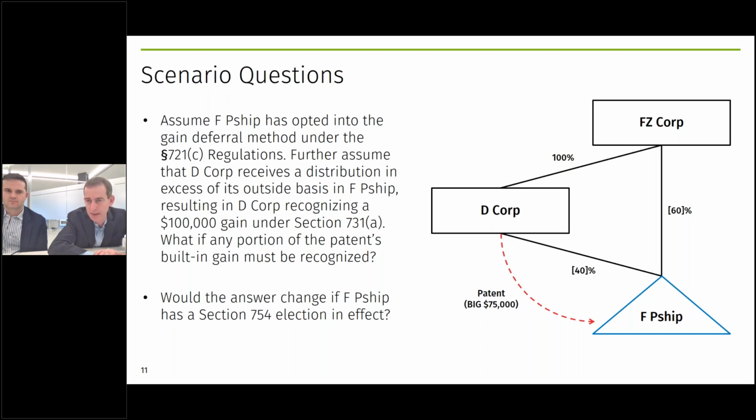And so in this case, there would not be an acceleration event, but if you flip it and had FZ receive a distribution in excess of FZ's outside basis, and it resulted in a step up of that asset, that would be an acceleration event to D Corp. So just because D Corp already essentially paid for that step up in its outside gain recognition. But if you flip the analysis here, and it was FZ that received the excess distribution, that would be an acceleration of that. And so D Corp would have to pick up the gains to the extent of that basis step up on the patent. So a lot there, but let's move on.